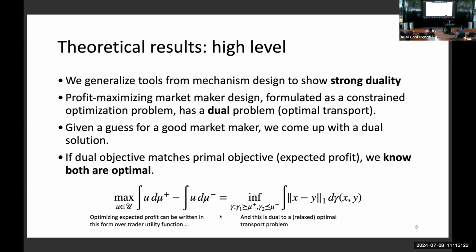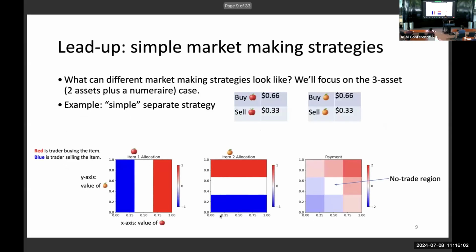The way that we use this duality is that, given a conjectured optimal market-making strategy, we want to come up with a corresponding dual solution for the optimal transport problem. And if the dual objective matches the primal objective, we know that the conjectured mechanism has to be optimal. But it's actually very difficult to just try to solve the dual problem from scratch. It will make it much easier if we have a conjecture of the optimal market-making strategy. So how do we come up with that good conjecture in the first place?